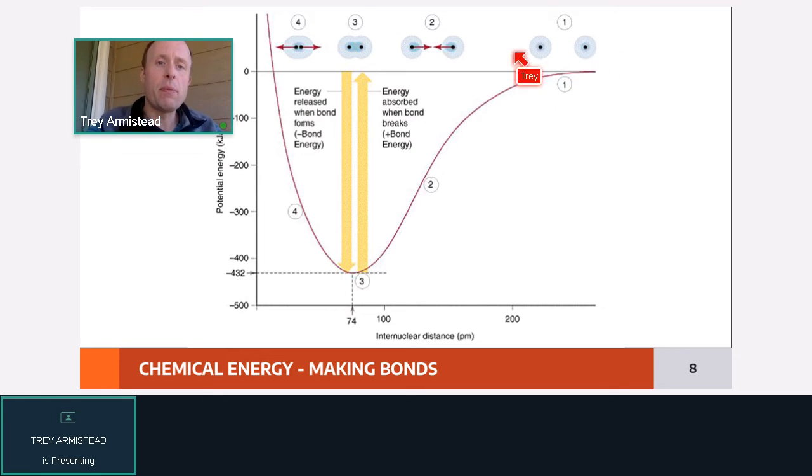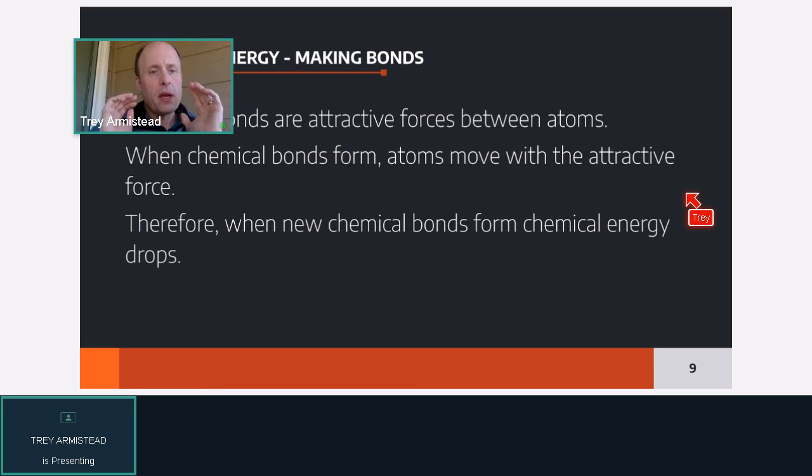So we can see that if we make a chemical bond, we have two atoms that are far apart and we bond them together, their chemical energy is going to drop. It's going to get lower. So chemical bonds, we know, are attractive forces between atoms. When chemical bonds form, atoms move with that attractive force. Therefore, when new chemical bonds form, the chemical energy is going to go down.